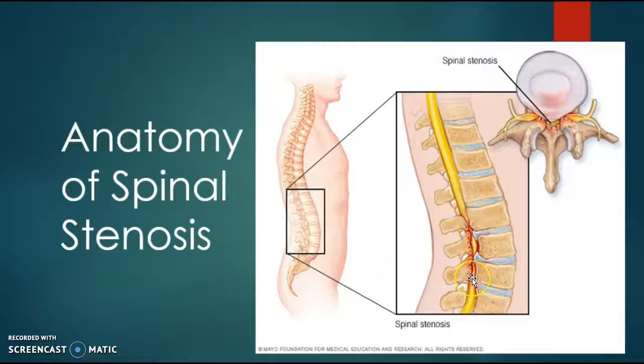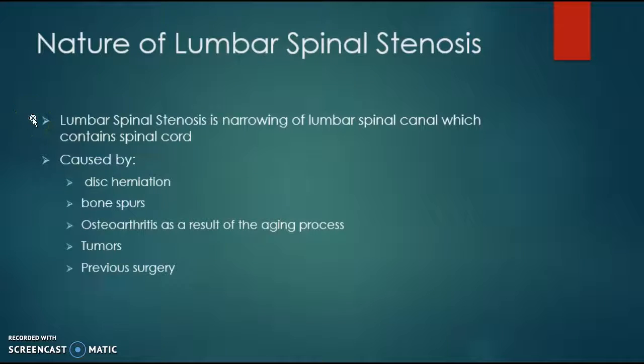This can be caused by many things. In golf, or especially with people in their later middle years, the lumbar spinal stenosis, as I said, is a narrowing of the lumbar spinal canal, which contains the spinal cord. It can be caused by disc herniations or degradations. It can be caused by bone spurs or osteoarthritis as a result of the aging process, which is especially pertinent in this case. It can also be caused by tumors of the spinal cord, and previous surgery in the area can also be an indication for further pain.